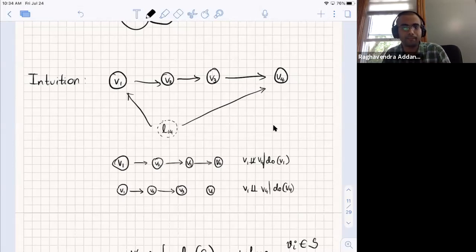Because we don't know which direction this path goes, we have to have this strong notion where we cut both V1 and V4 in the way.